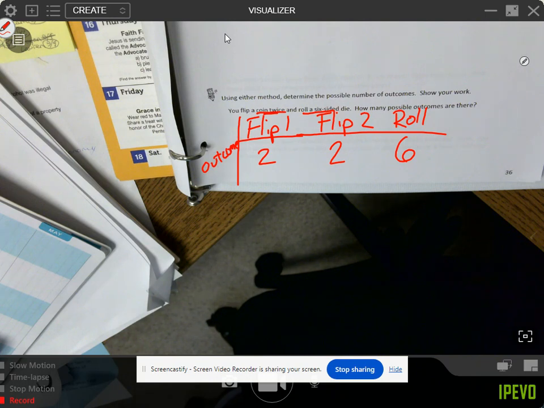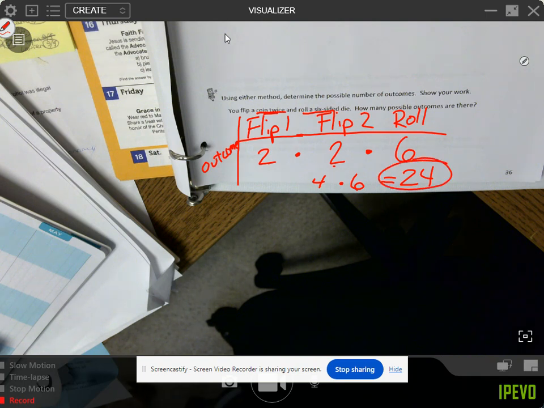What do I do next? I have to multiply across. What is 2 times 2? 4. What is 4 times 6? 24. There are 24 possible outcomes.